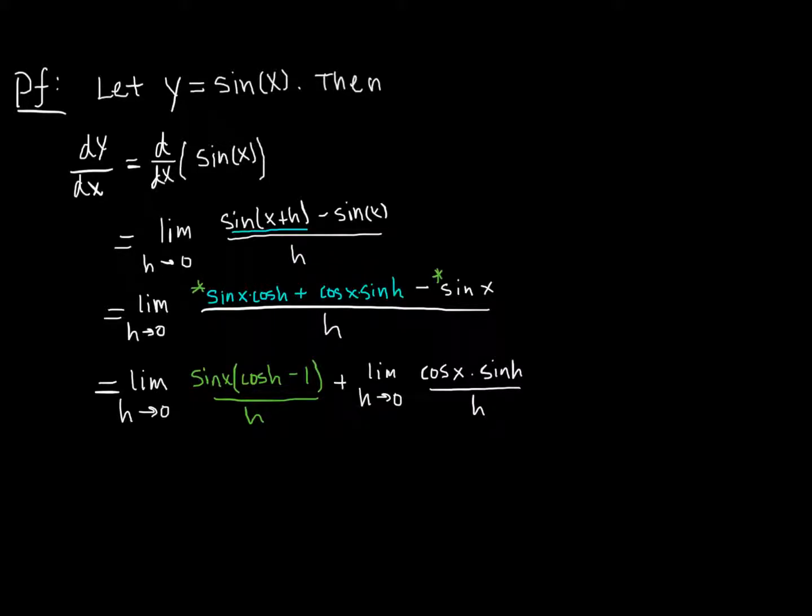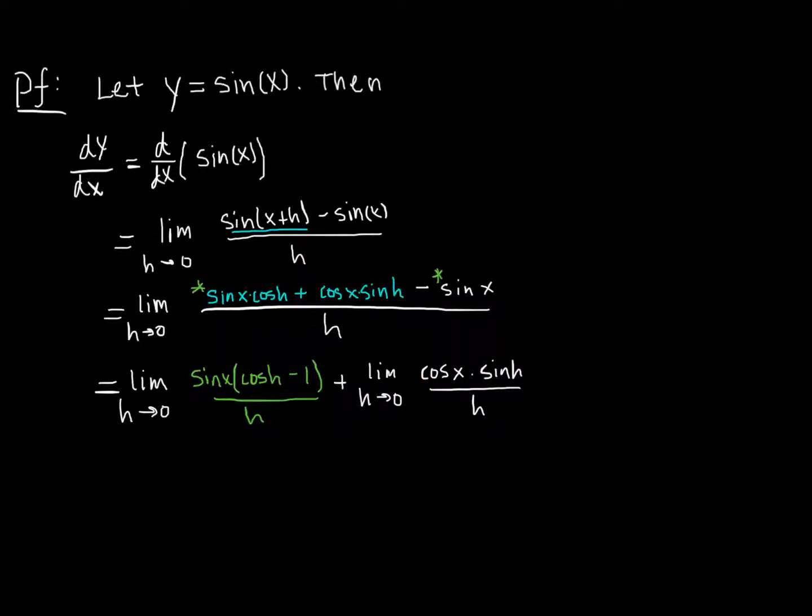So here I've done exactly that. Notice that I've starred in green the pieces that make up this green argument for the limit, and I've factored out sine of x, and I'm left with cosine of h minus 1 over h. And here I have this statement, cosine of x times sine of h over h. And since it's a sum, I can take the limit of each separately.